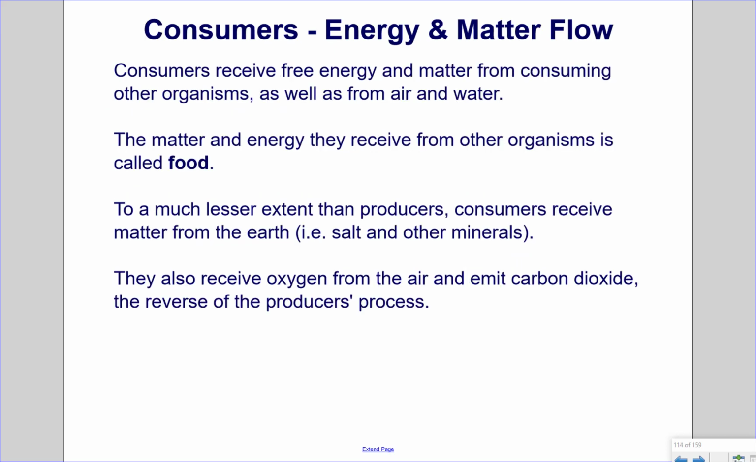Consumers. Energy and matter flow. Consumers receive free energy and matter from consuming other organisms, as well as from air and water. The matter and energy they receive from the other organisms is called food. To a much lesser extent than the producers, consumers receive matter from the earth, such as salt and other minerals. They also receive oxygen from the air and emit carbon dioxide, the reverse of the producer's process.